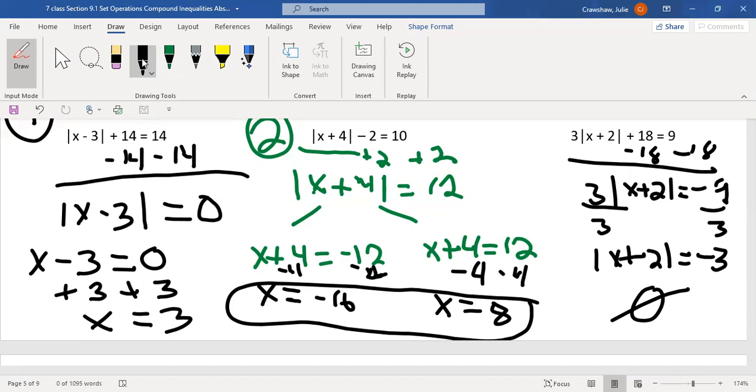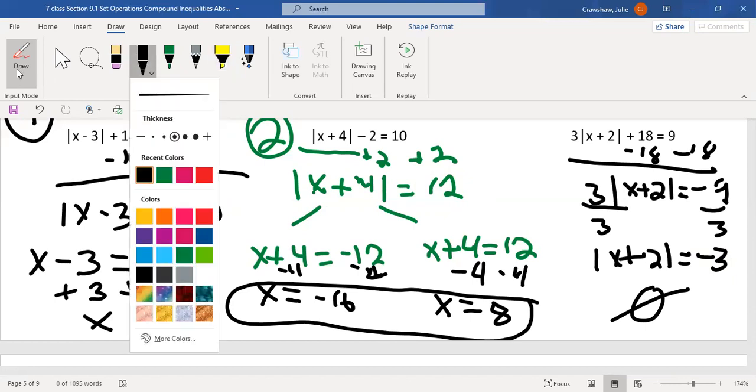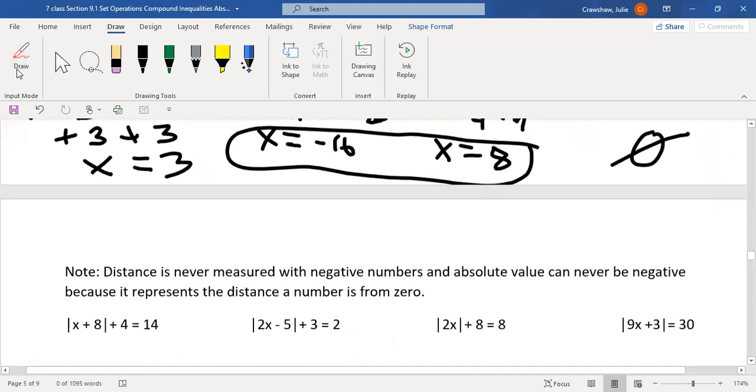So those are going to be the three situations that you encounter. You have equal to 0, equal to a positive number, or equal to a negative number. So let's just try some more equations now.